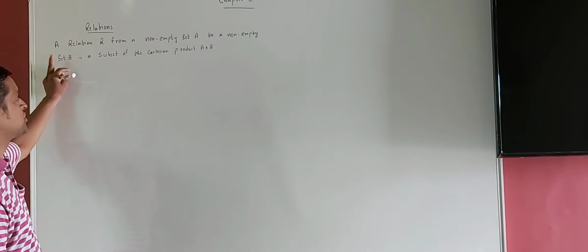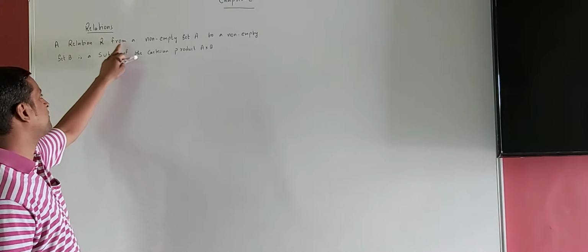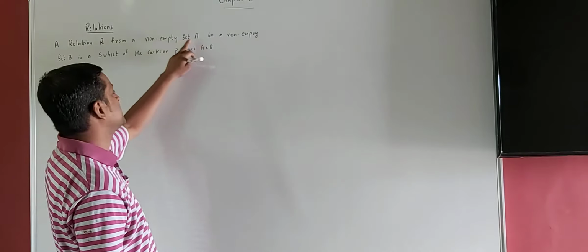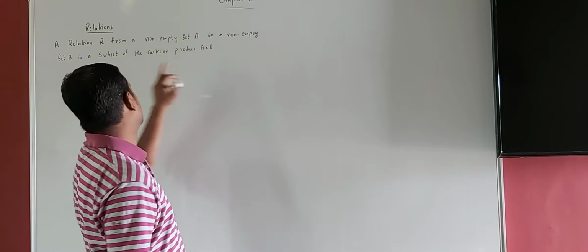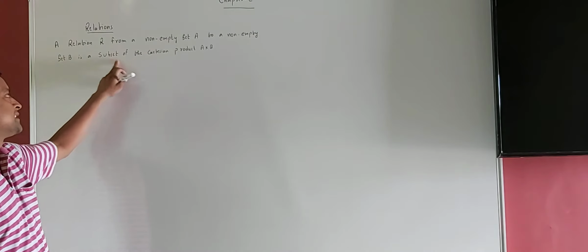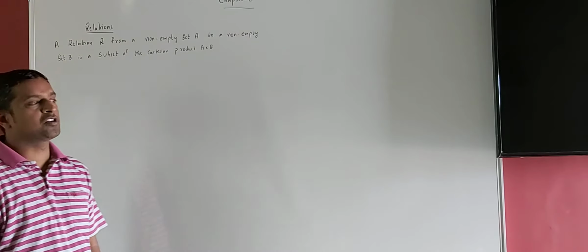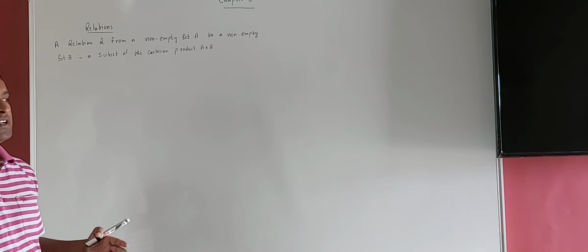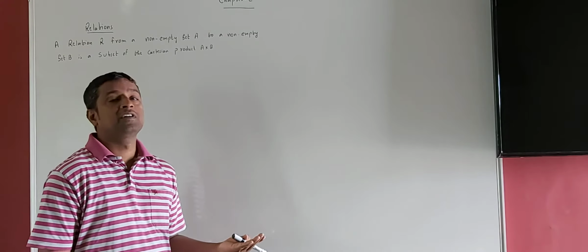Listen, first the definition. A relation capital R from a non-empty set capital A to a non-empty set capital B is a subset of the Cartesian product A cross B. A relation is nothing but simply a subset of A cross B.